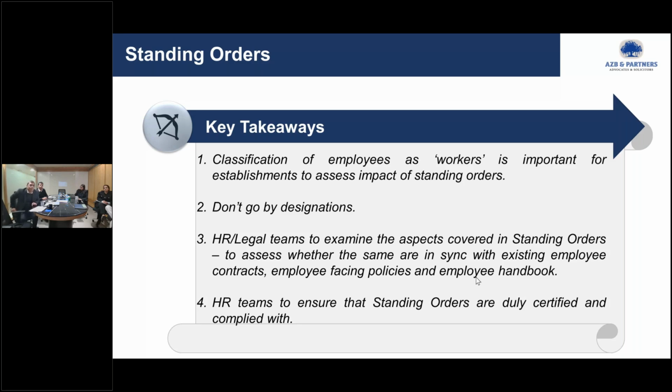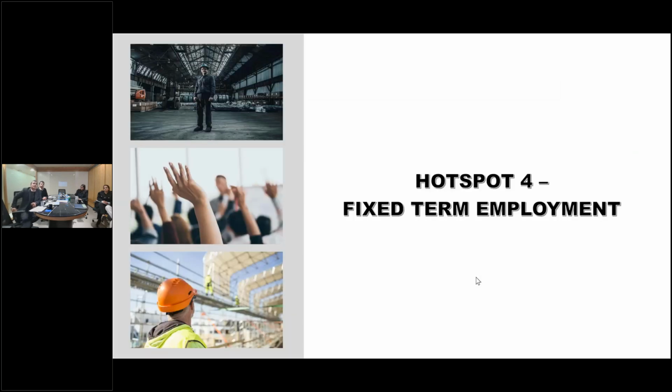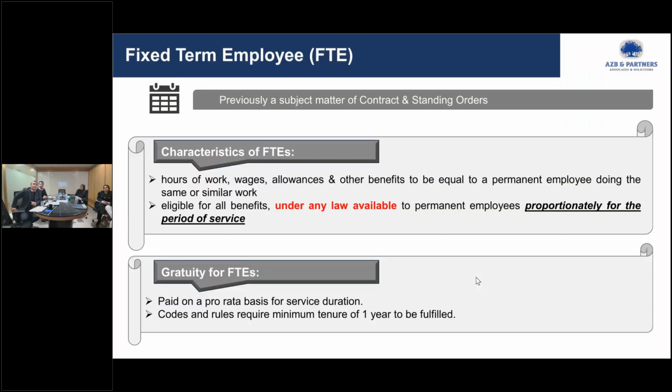So the fourth hotspot, I think, which organizations should look at is specifically fixed term employment. Again, there were already traces of fixed term employment in the previous laws as well, but it wasn't very well recognized, with only some standing orders making this mention. Now, the important point is fixed term employment is formally recognized now. What it says is that if you have a fixed term employee in your organization, he needs to be given equal benefits as a permanent employee if he is doing the same or similar work.